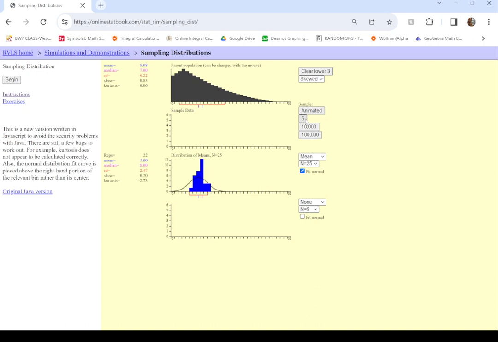Each one of these is doing 5 of these: sample 25 times, take the mean. It's doing that 5 times. Now let's go even faster than that. Let's do 10,000.